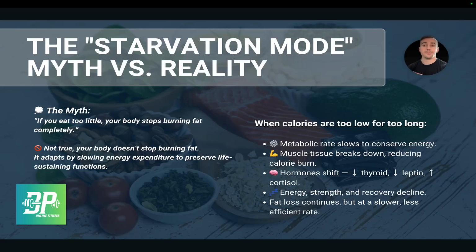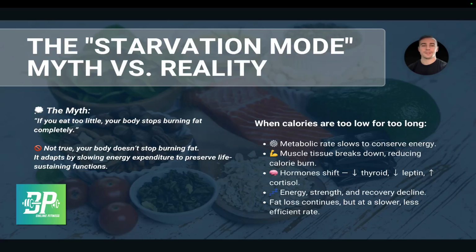The myth is that if you eat too little, your body stops burning fat completely. That's not true. Your body doesn't stop burning fat. It adapts by slowing energy expenditure to preserve life-sustaining functions. When calories are too low for too long, metabolic rate slows down to conserve energy, so your body is trying to use that energy for your normal bodily functions. Muscle tissue is going to break down at the same time, which reduces calorie burn. Again, think of having increased muscle as leading to a higher calorie burn.